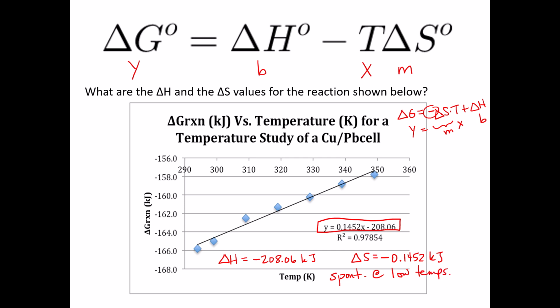Alright, and if we look at the graph, we can actually see this as well. The temperature is decreasing to the left. And as we move to the left and temperature decreases, we see that the data goes more and more negative in the delta G direction. So our delta G gets more and more negative at lower temperatures. As temperature goes up, our delta G gets less and less negative and eventually would become positive. So it is more spontaneous at low temperatures.